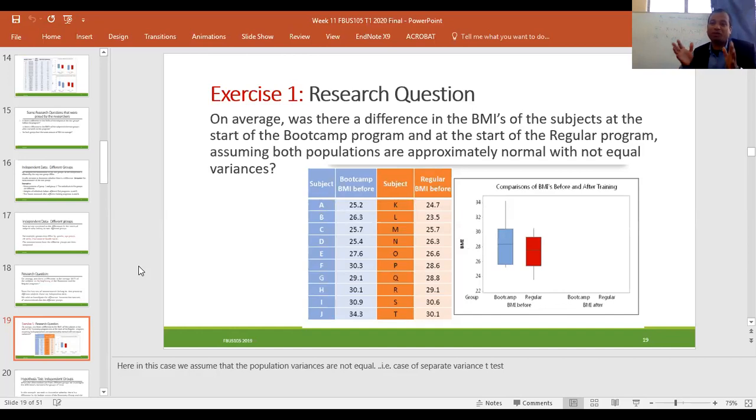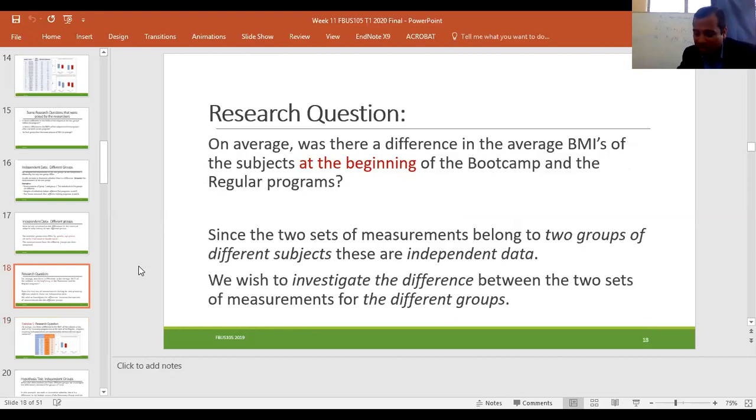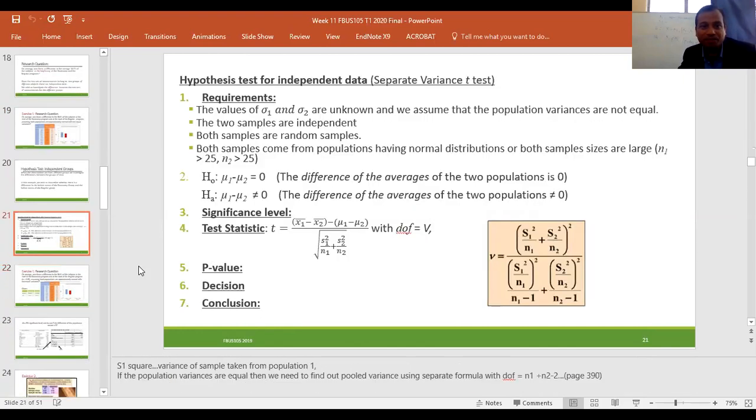So always keep in mind, one group is the treatment group. Over here, it is the boot camp program, and the regular is your control group. So no treatment. Okay. So did you apply all the 7 steps here? Can we go through the 7 steps and see? Requirement is fulfilled. Are you able to frame hypothesis 1 and 2? I mean, the null hypothesis and alternative hypothesis?